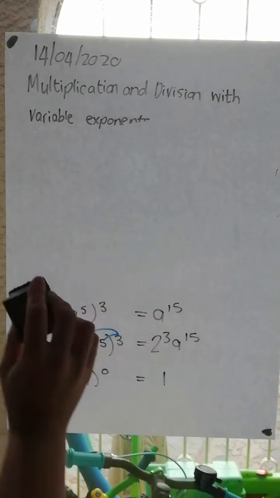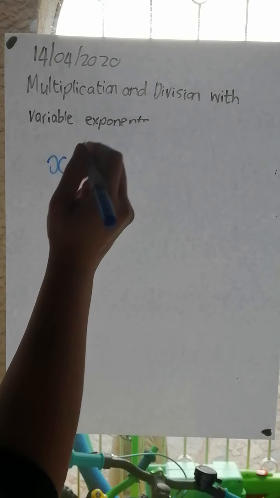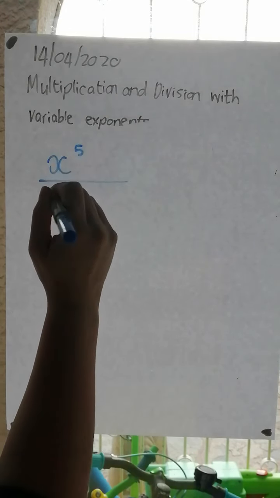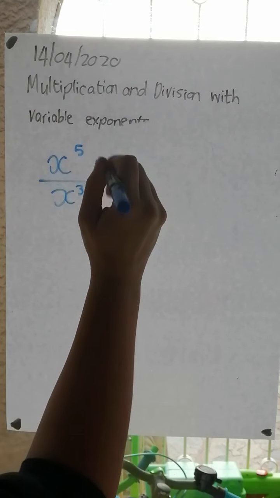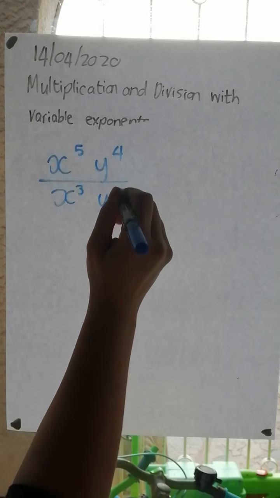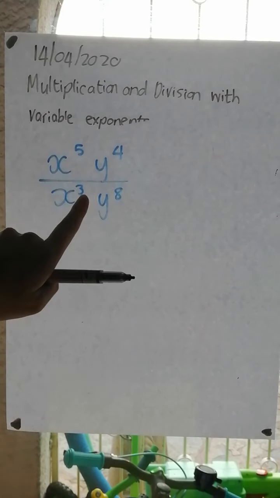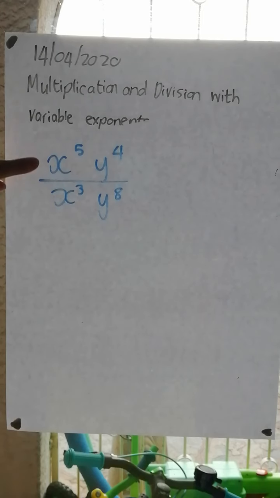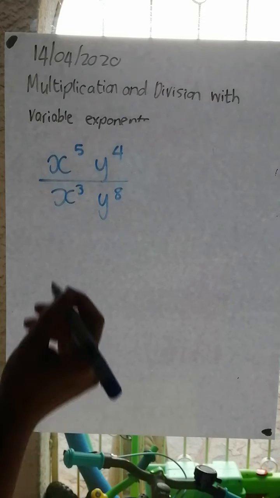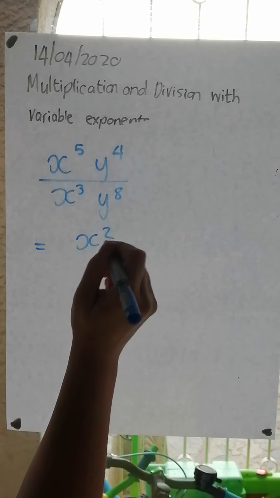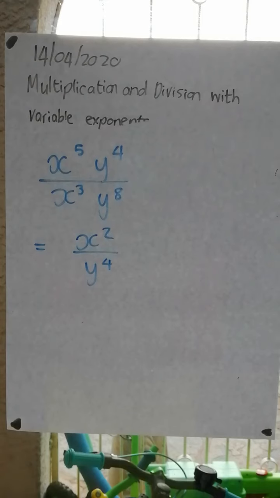Remember when we did multiplication and division with this, for example, if I had x to the power of 5 over x to the power of 3 and y to the power of 4 over y to the power of 8. This is multiplication and division with these kind of exponents where the exponents had a proper number, okay? We just would move the smaller to the bigger number. So the result of this would be x squared over y to the 4. But today we're dealing with variable exponents.